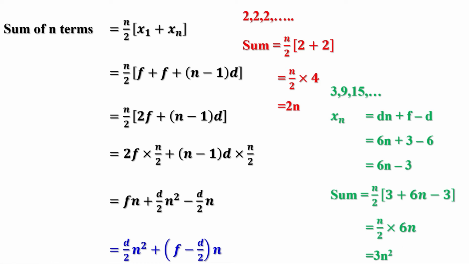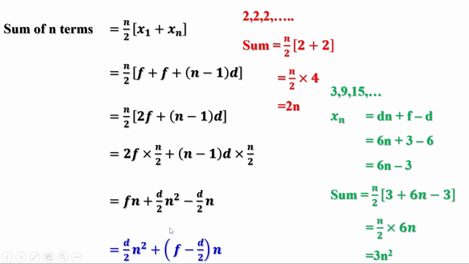So we can generally say the sum of n terms of an arithmetic sequence is of the form an square plus bn, where a and b are fixed numbers. A can be 0 sometimes, B can also be 0 sometimes. When common difference is 0, A is 0. When first term is half the common difference, B is 0.